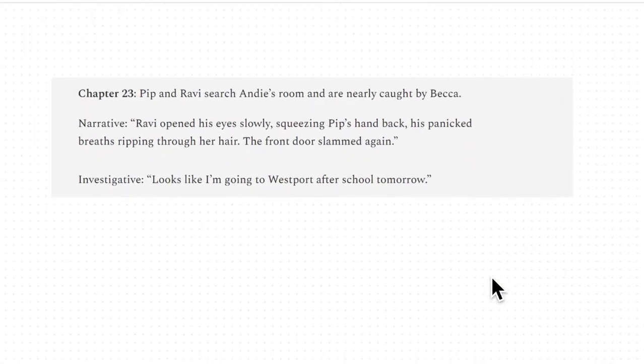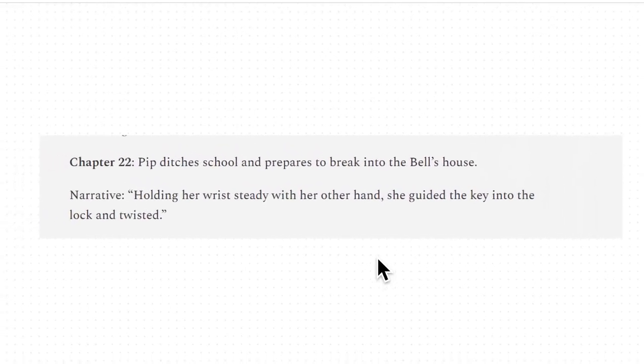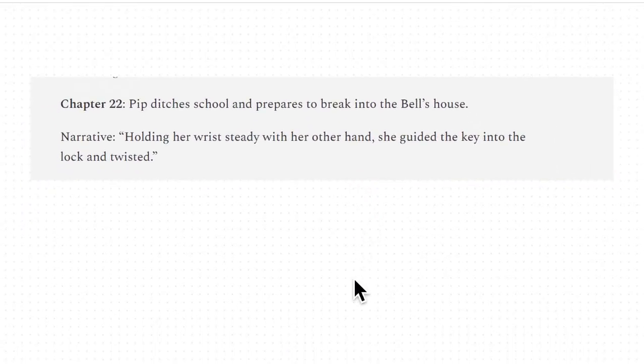In chapter 23, Pip ditches school and breaks into the Bells' house. Narrative: "Holding her wrist steady with her other hand, she guided the key into the lock and twisted." This scene establishes the so what, so it establishes stakes.